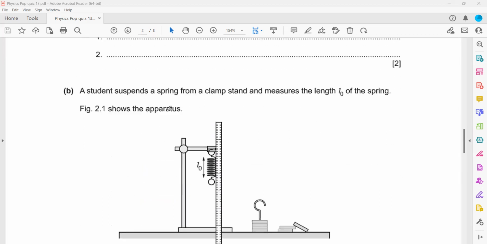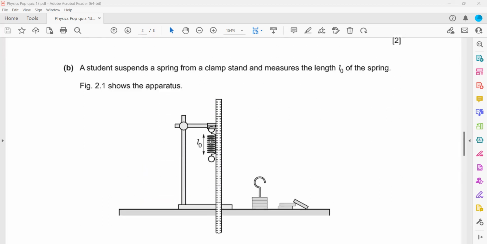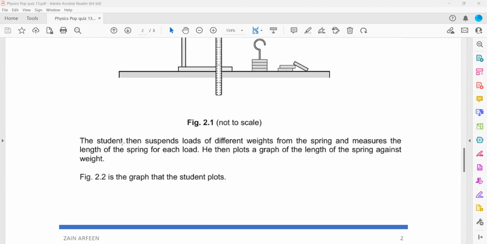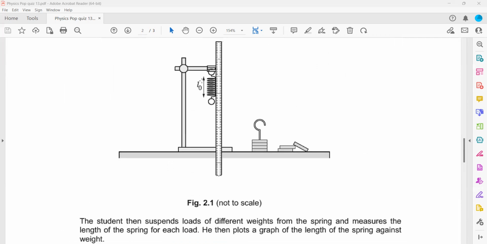In the second part, a student suspended a spring from a clamp, as you can see here, and he measured the length L0 of the spring as shown. Figure 2.1 shows the apparatus, which is not to scale. L0 means the length of a spring without any load. Nothing is connected to it, and we measure the length and call that L0. That is the length of the unloaded spring.